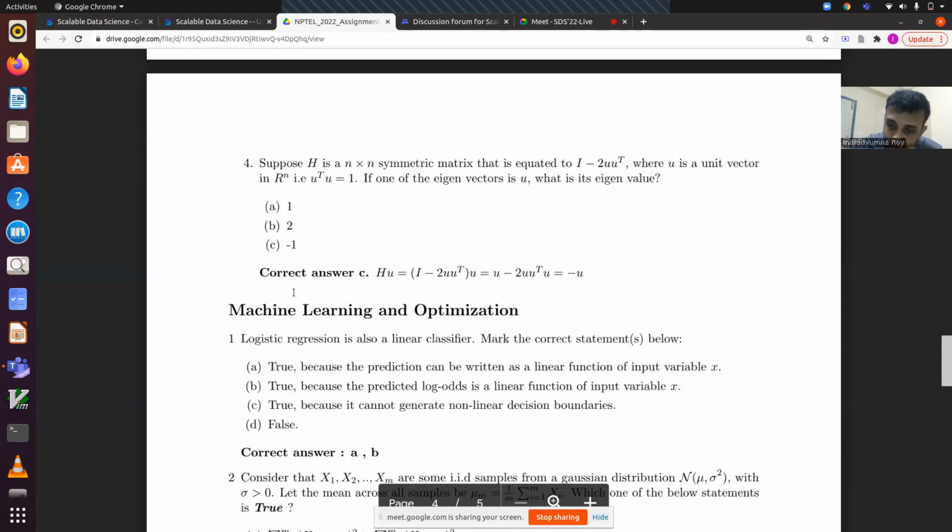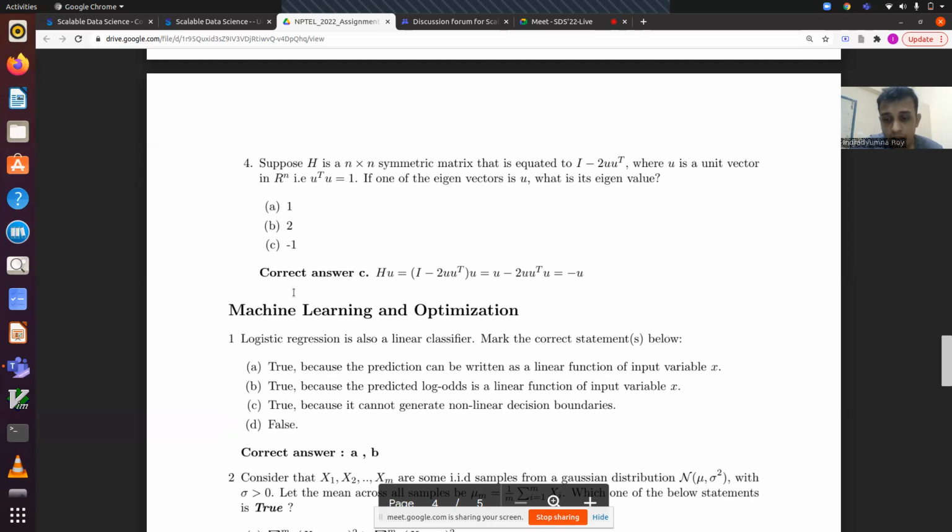The doubt is, sir, H equal to I minus 2 into u into u transpose, this I understand. I multiplied by u, and to do the calculation, why did I need u transpose u? So what is the eigenvalue eigenvector formula? H u equals lambda u. Since u is the eigenvector, if we multiply H with u, that will give lambda u, and they are asking the value of lambda. So let's solve this orally. H is I minus 2u u transpose, times u.